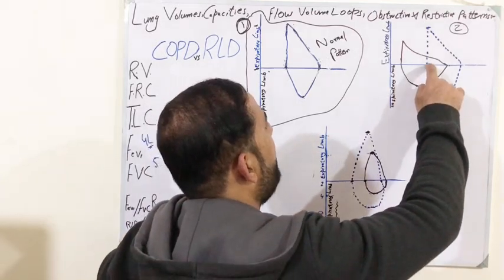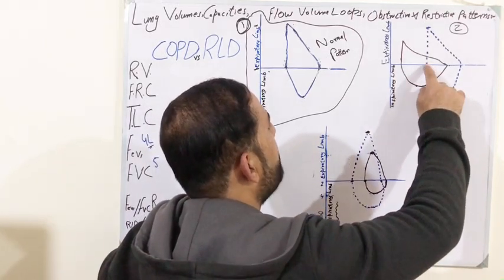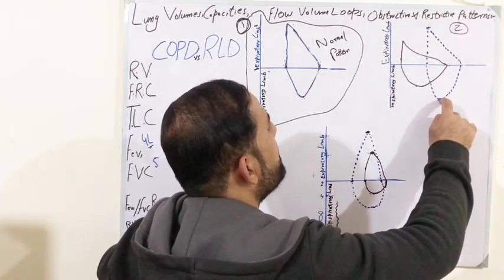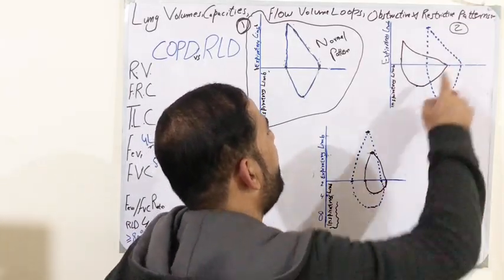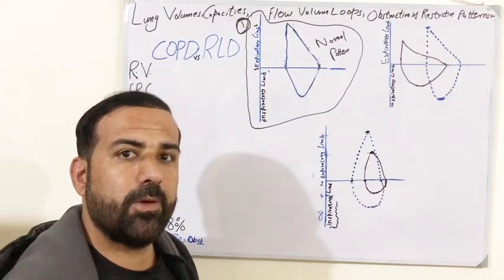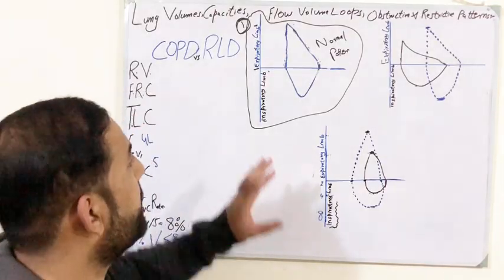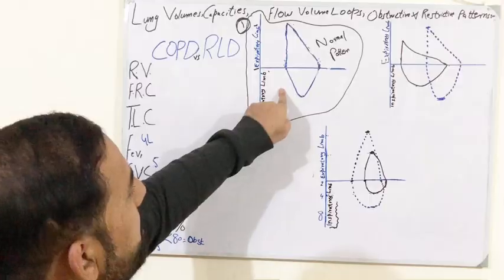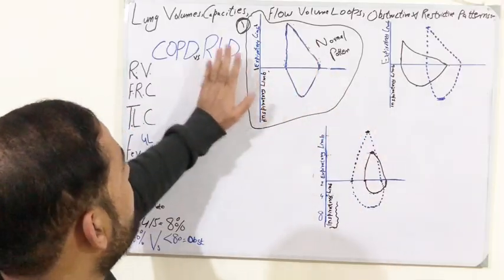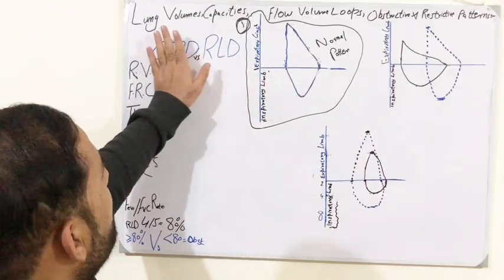And then the expiratory limb comes down from this straight line, reaches here, and then goes up again and reaches your straight line. Today we are going to find a very simple technique for how to compare and contrast the normal pattern versus the restrictive and obstructive pattern on spirometry.